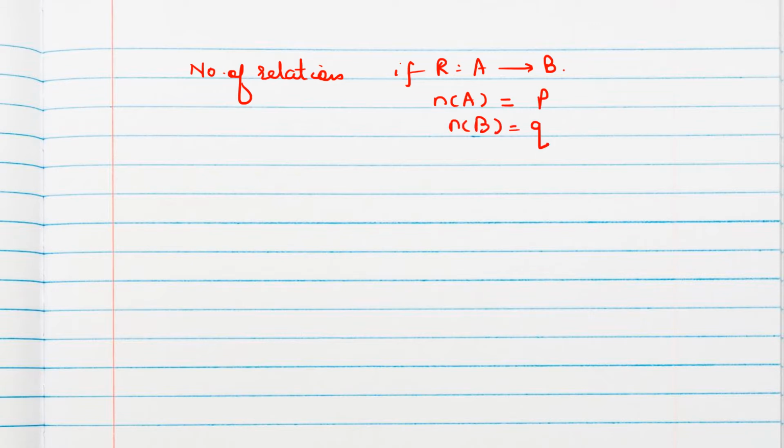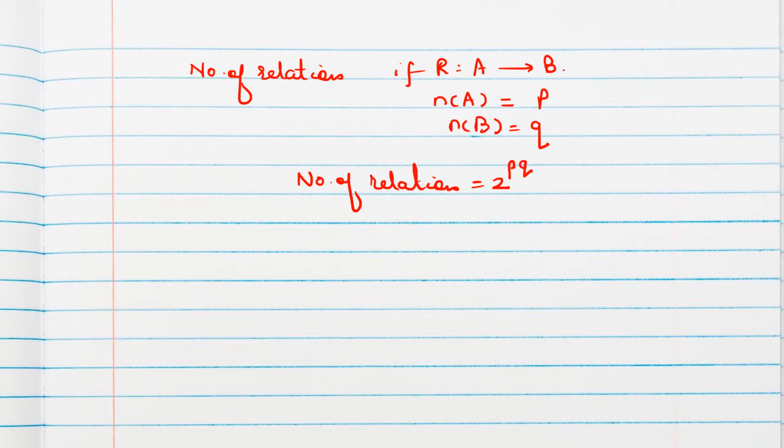Different formulae also you should know. Number of relations. If your R is from A to B, means relations from A to B, and suppose cardinality of A or number of elements in set A is P, number of elements in set B is Q. So number of relations will be 2 power P into Q.